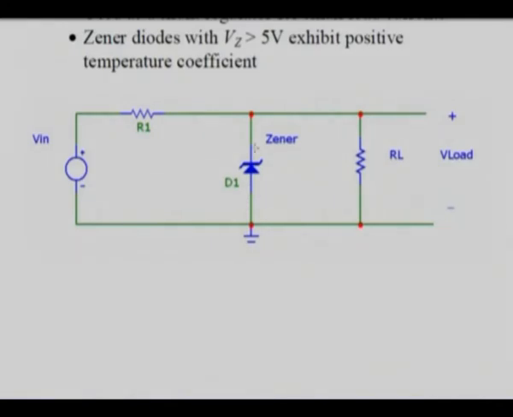because when you model a Zener, you have to model both the positive forward bias region and the reverse bias region, okay. And those two resistances will be very different. We'll see that. I'll just show you an actual measurement of a Zener diode.